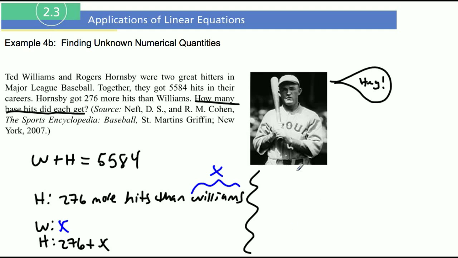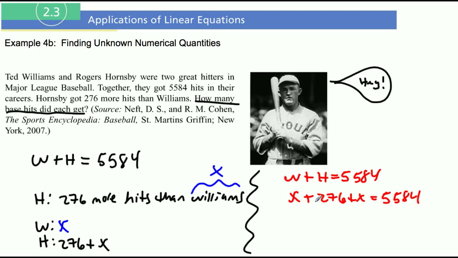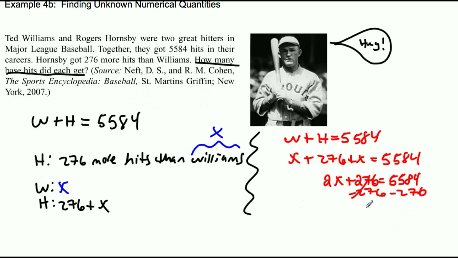Okay, so let's write our equation over here. W plus H equals 5,584. So W is X and H is 276 plus X, equals 5,584. Cool beans, let's just solve this tamale. X plus X gives us 2X plus 276 equals 5,584. Let's subtract 276 from both sides. So 2X equals 5,308.